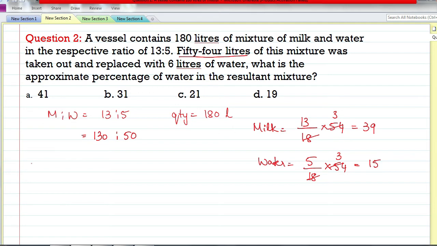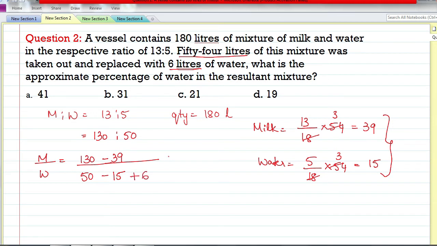Okay, so what is the new milk to water ratio? Initially we had 130 liters of milk and 50 liters of water. From that, we have removed 54 liters of the mixture, and we have found that in that 54 liters of mixture, 39 liters were milk and 15 liters were water. So that is removed. 39 liters of milk is gone, 15 liters of water is gone. Now, what is the replacement done? We are replacing it with 6 liters of water. So in water, I add plus 6.